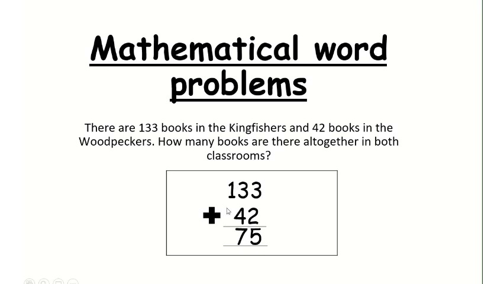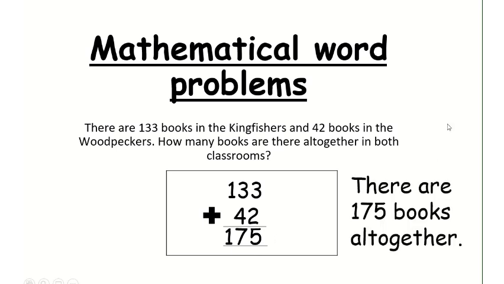We've only got 1 here. We've got nothing here. If there's nothing underneath, that means it's 0. So 1 add 0 is 1. So you've solved it altogether here now. This is what the number is that we needed to find out, okay? So 133 add 42 makes 175. So hopefully if I click, there we are. There are 175 books altogether.